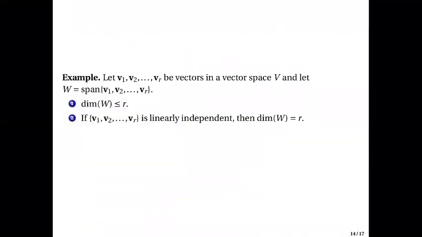Okay. Now, let's look at this example. In fact, this is not an example, it's actually more results. Suppose we take V1, V2 until VR to be vectors in a vector space V, and let W be the span of V1, V2 until VR. Then the dimension of W will be less than or equal to R. It's not necessarily R because maybe one of the vectors can be written as a linear combination of the other vectors.